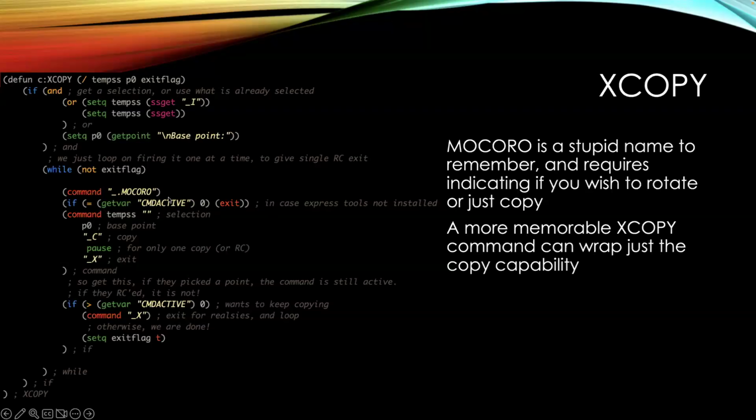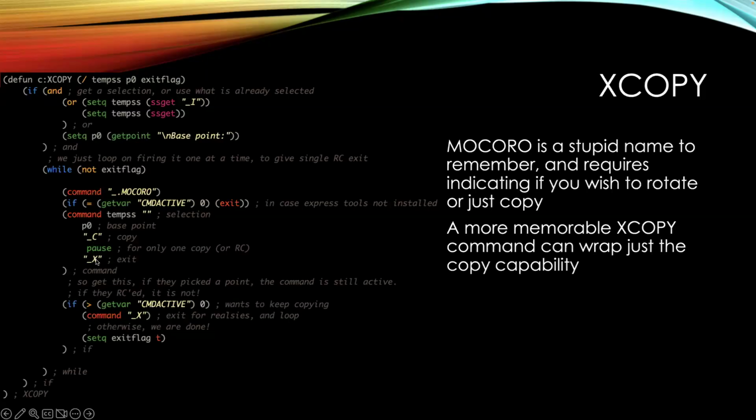So okay, we've got the command active. Now we're going to feed to the command line our selection of our objects and then enter. So that's our selection. We feed it our base point to copy. We say, yes, I want to copy, stupid command line option, and we pause for our one copy. And then the interesting thing about MOCORO is I have to click X twice to exit. So I click X once, and now, just like the notes say, if they clicked a point, the command is still active and is waiting for one more X. If they right-clicked, like if it was the second time through, they could have right-clicked for this pause.